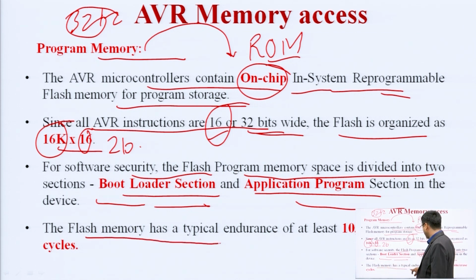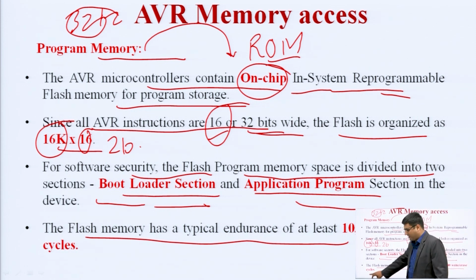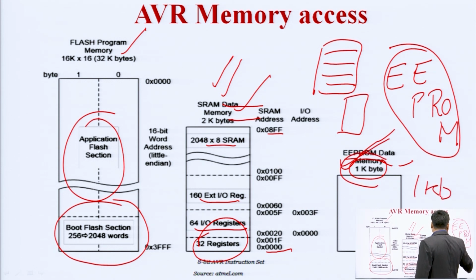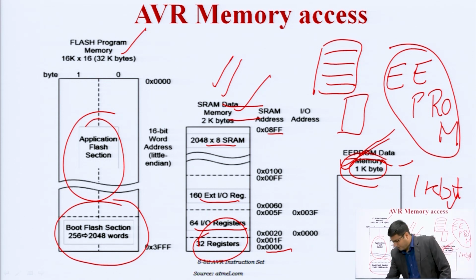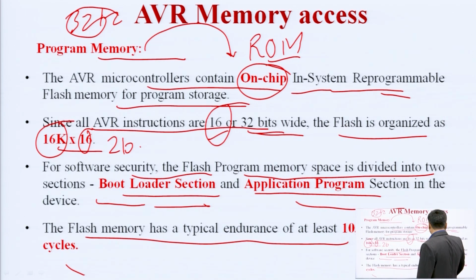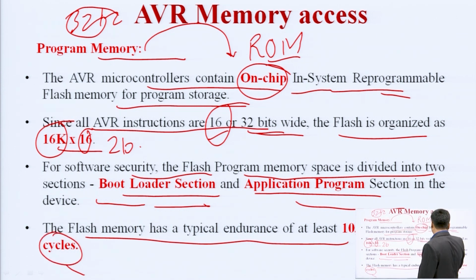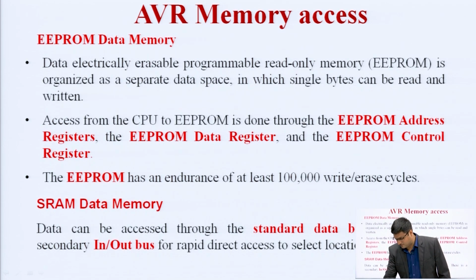The flash program memory has a typical endurance of at least 10,000 read or write cycles. Here you can see that the third section is electrically erasable PROM data memory. It is available in a 1 kilobyte package, and it has an endurance of 10,000 read, write or erase cycles, in one go it can do that. So this is the AVR memory access.